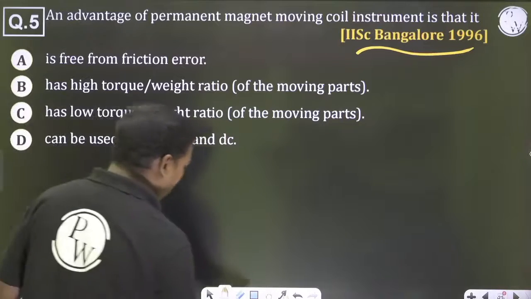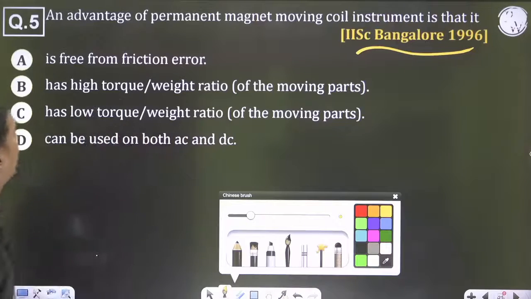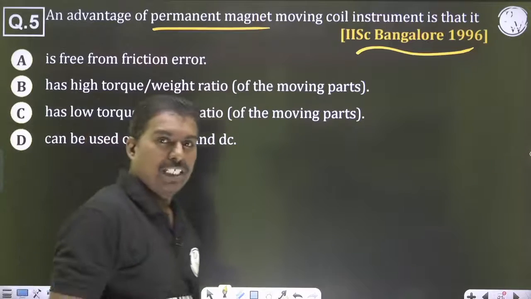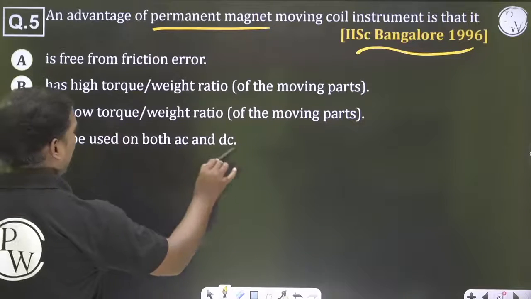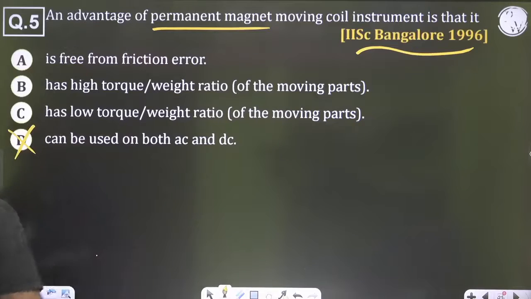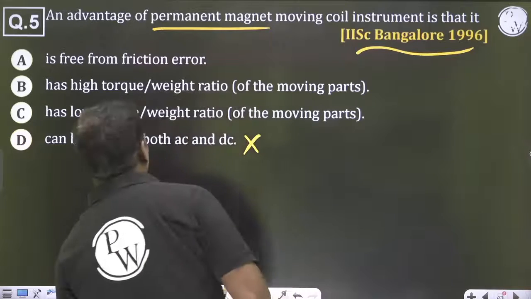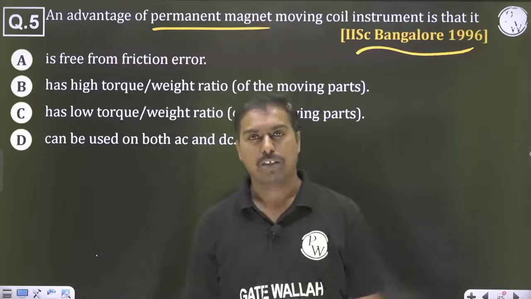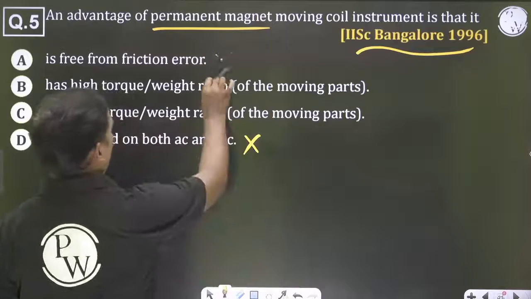First, try to eliminate the wrong options. The question asked is about PMMC. PMMC is suitable only for DC current or DC voltage measurement. So can be used both AC and DC, option D, is wrong. D can be eliminated. Next, it is free from frictional error. No, every instrument has moving parts. Wherever the moving parts are, there is a possibility of friction. So this is also wrong.